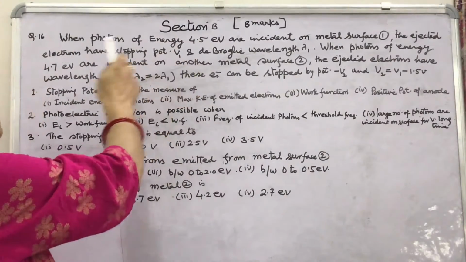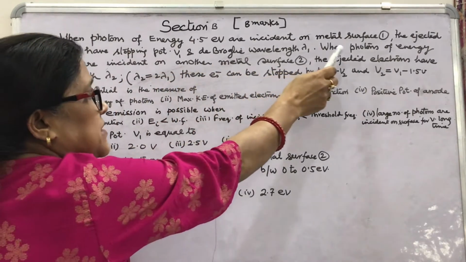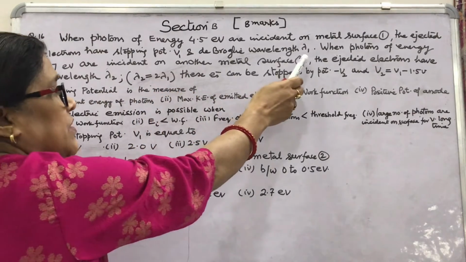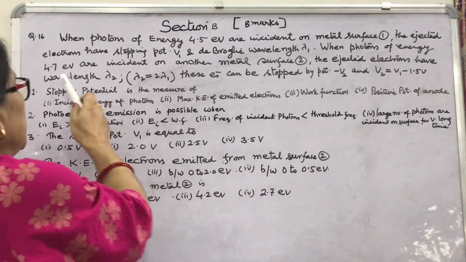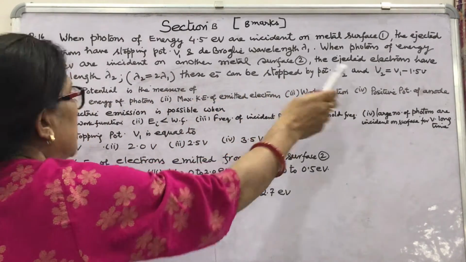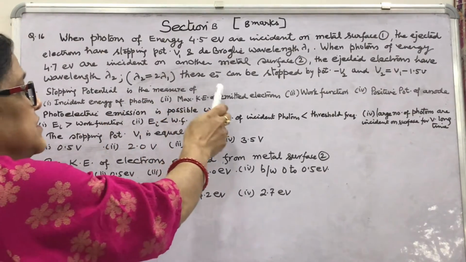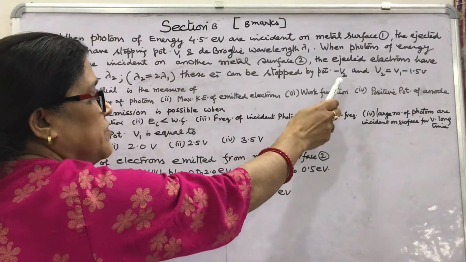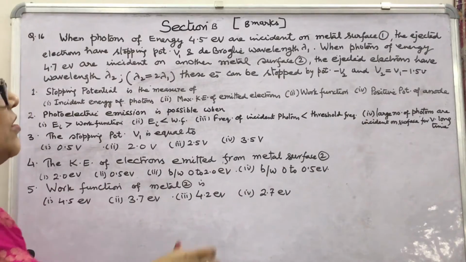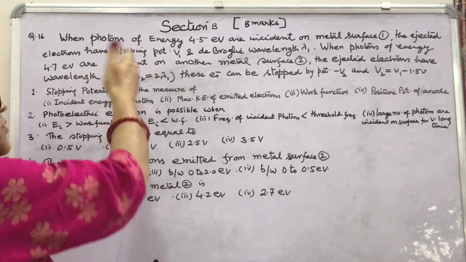Look at the second question, the 16th one. See question 16 of section B. When photons of energy 4.5 eV are incident on metal surface 1, the ejected electrons have stopping potential V1 and de Broglie wavelength lambda 1. When photons of energy 4.7 eV are incident on another metal surface 2, the ejected electrons have wavelength lambda 2. Given lambda 2 equals 2 lambda 1, these electrons can be stopped by potential minus V2, and V2 is given by V1 minus 1.5 V. Again, there are 5 subparts based on this paragraph.